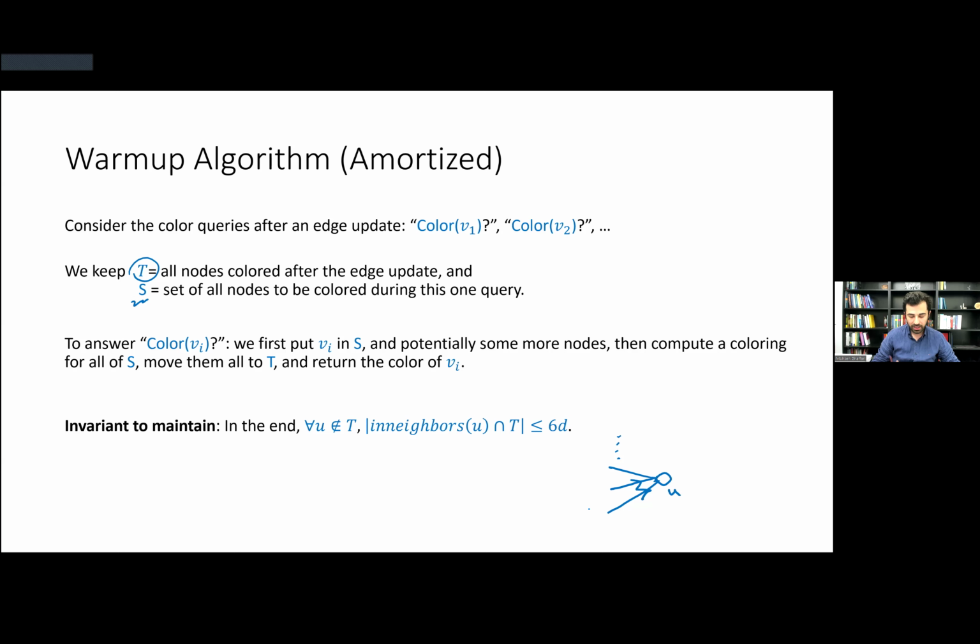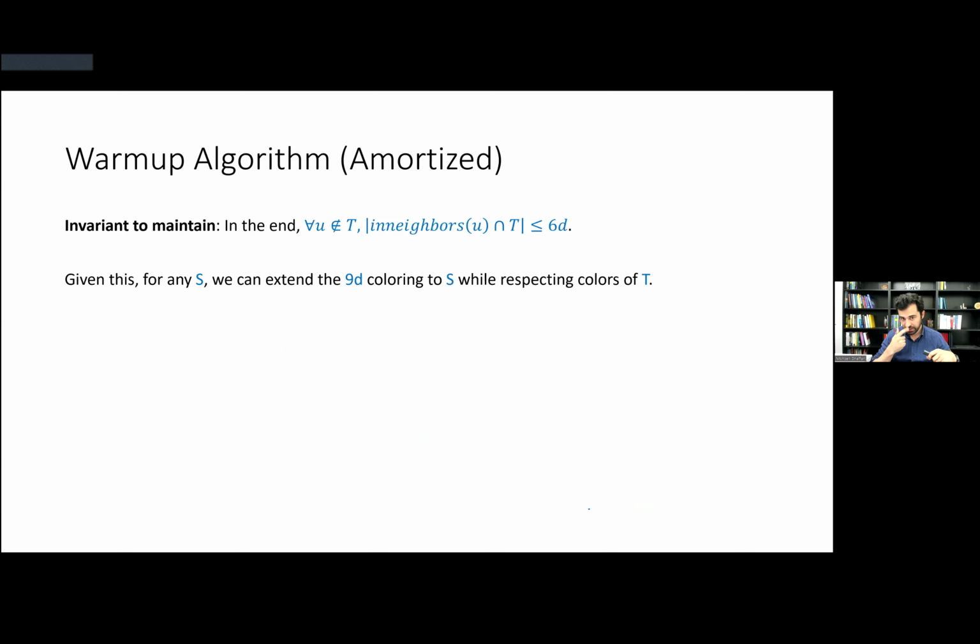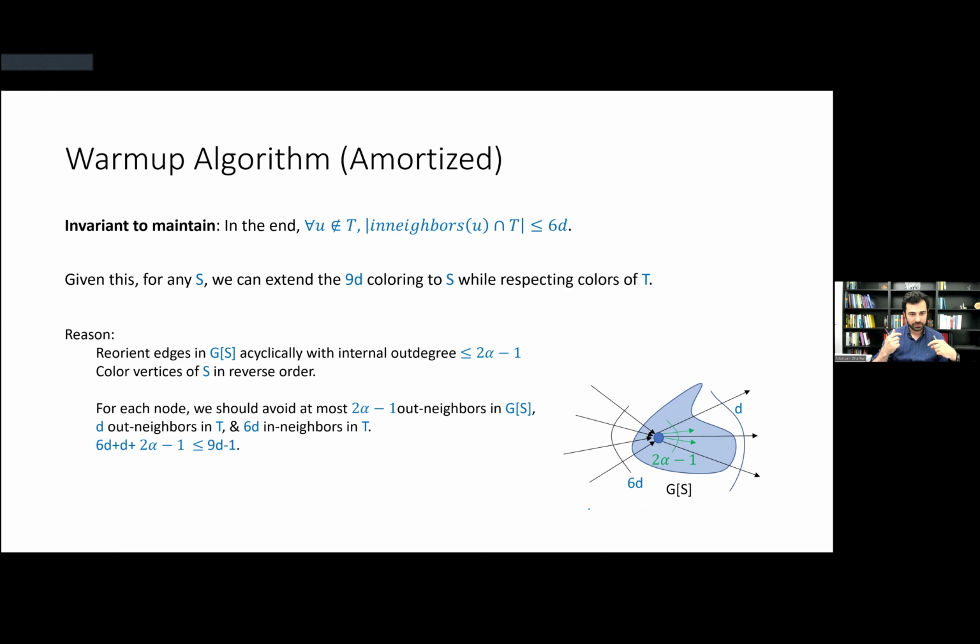So let's first see why we would like to have this invariant. The reason is fairly intuitive. If we have this invariant, we can maintain good colorings in the sense that you give me some set S of vertices that have not been colored, and you ask me to color these guys, respecting all the previously computed colors. We can do that with, let's say, 9 times D colors. And the reason for that is as follows.